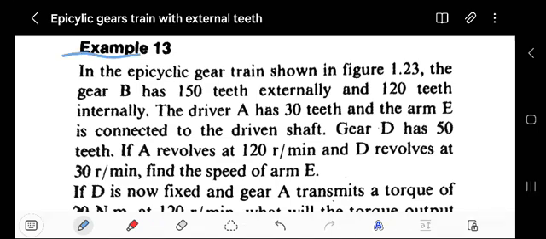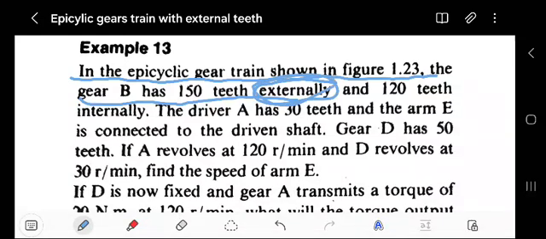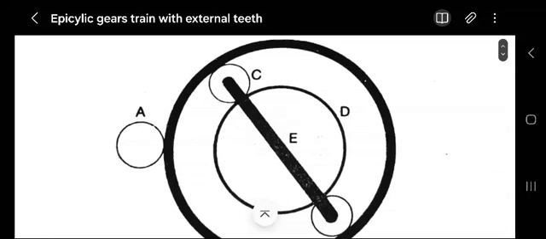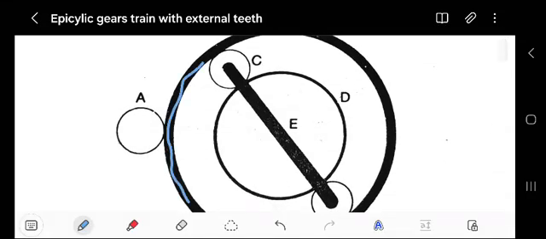We've given example 13, which reads as follows. In the epicyclic gear train shown in figure 1.23, the gear B has 150 teeth externally. Check, it is externally outside, and 120 internal. The gear A has external teeth. I want to show you here the external gears. It's matching with gear A, which has external teeth.